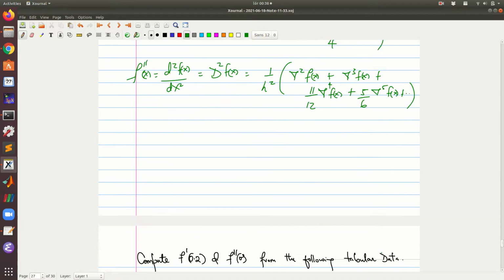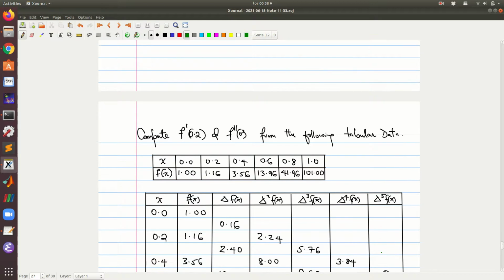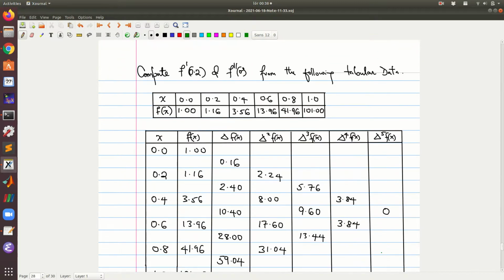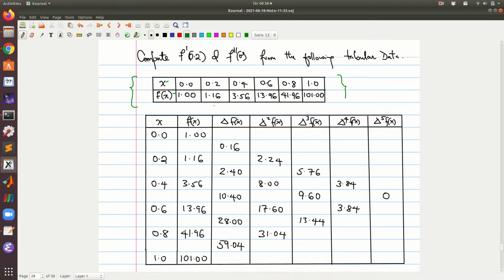Okay, yes, so we look at an example here where we would like to compute the derivative of f at the point 0.2 and the second derivative of f at the point x equals 0 from the following tabular data. So just to save time, we have the tabular data given to us here for various values of x and their corresponding function values.